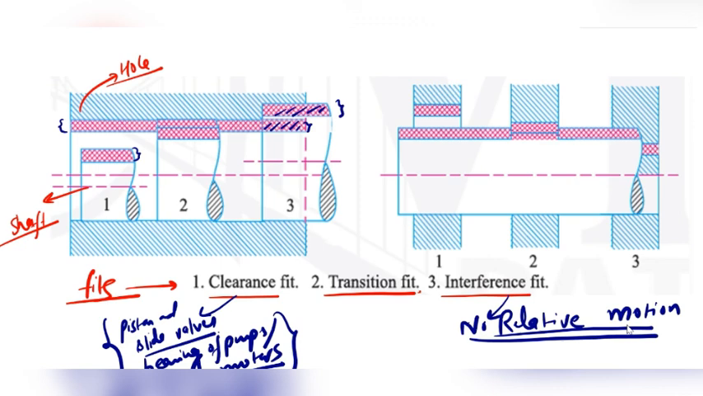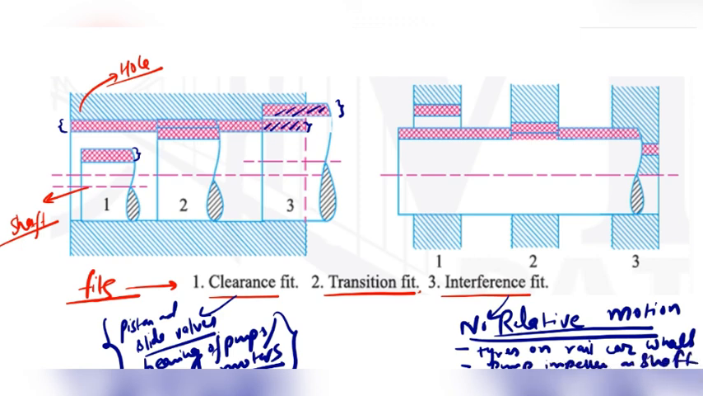What are the basic examples of the interference fit? The tires on rail car wheels. Other example is pump impeller on shaft. So these are the examples of interference fit.